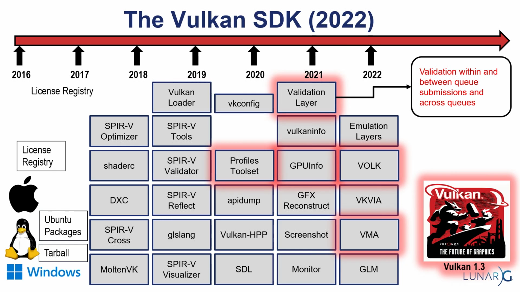Also added were Arseny's Volk, the meta loader for Vulkan, and AMD's memory allocator. I think I got them all. We've been busy.